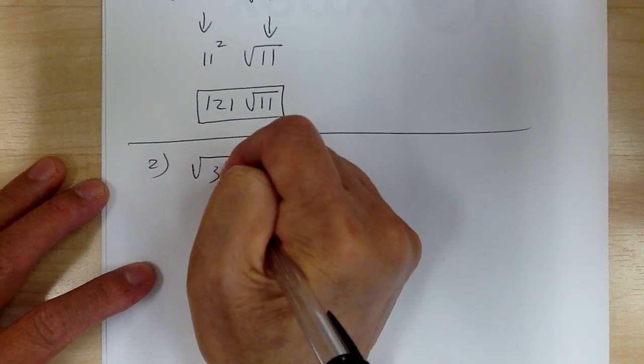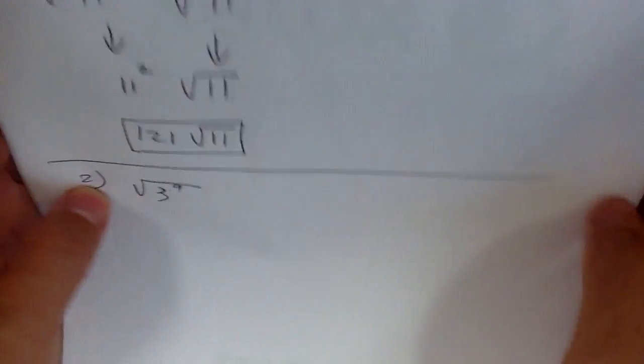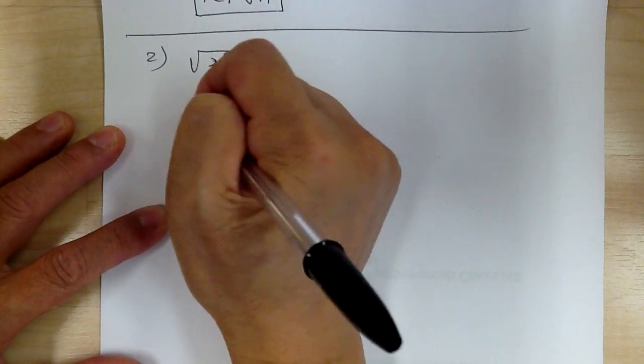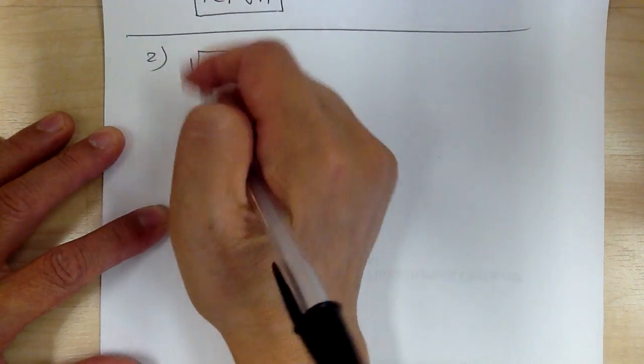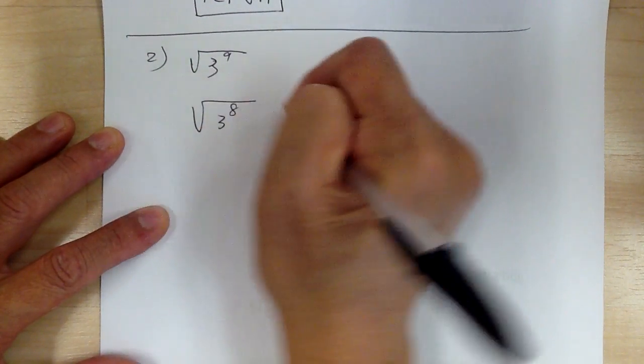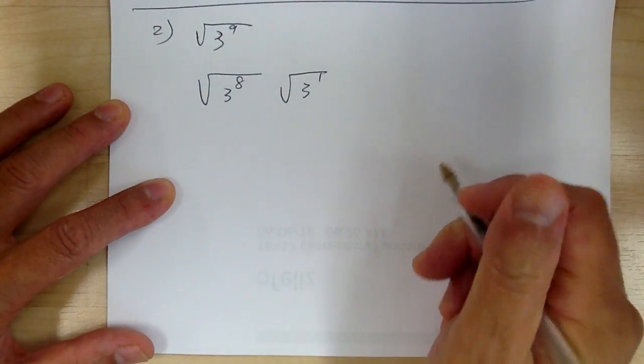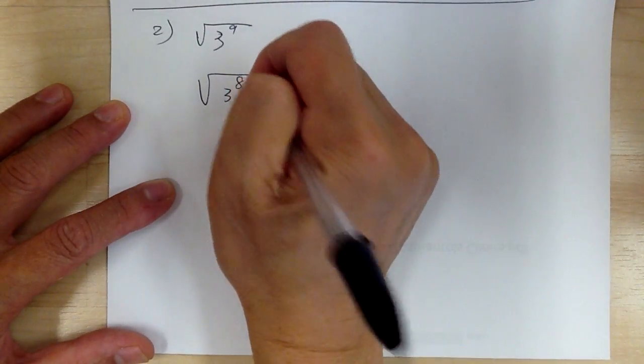Square root of 3 to the 9th power. So separate into 2 parts. Again, it does not come out exactly. So separate into 2 parts: 3 to the 8 and 3 to the 1. And so now you're going to use the square root to simplify that.